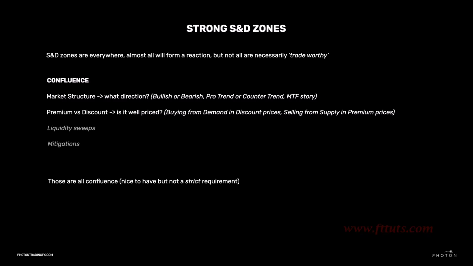Those confluences are really nice to have, but they are not necessarily a strict minimum requirement. What do I mean by that? Well, if they were a strict minimum requirement, then you would only ever buy from demand zones that were in the discount, for example, and perhaps only demand zones that were also pro-trend and in the discount, right? Because that should, in theory, give you higher probability. But that also means you would never sell from a supply zone that was in the discount prices, and maybe a supply zone that was also counter-trend, because this would be as low probability as you can make it, and a lot more aggressive.